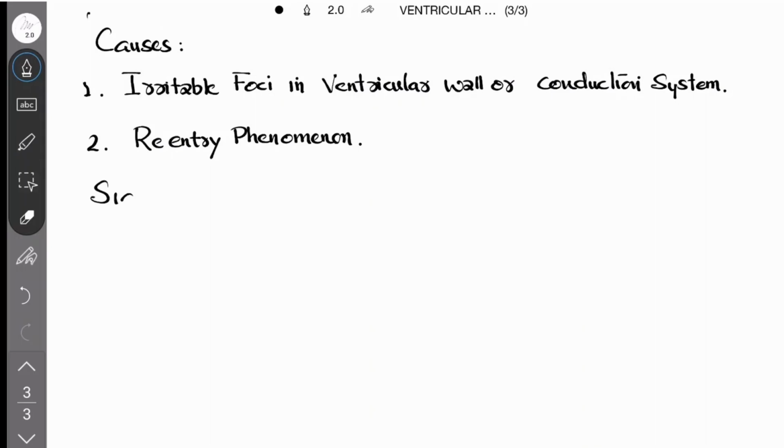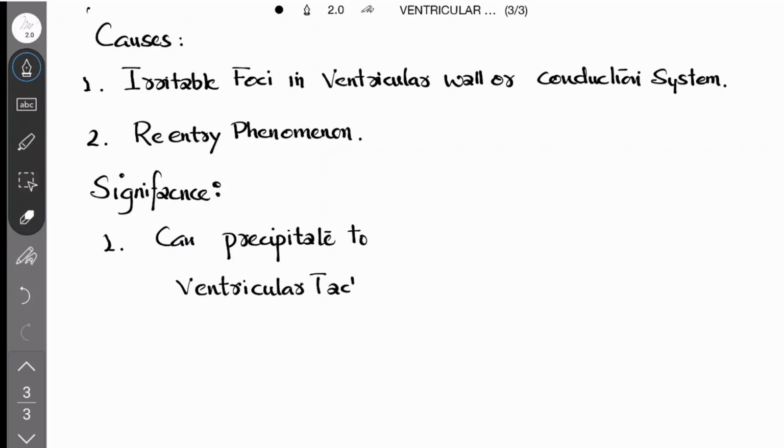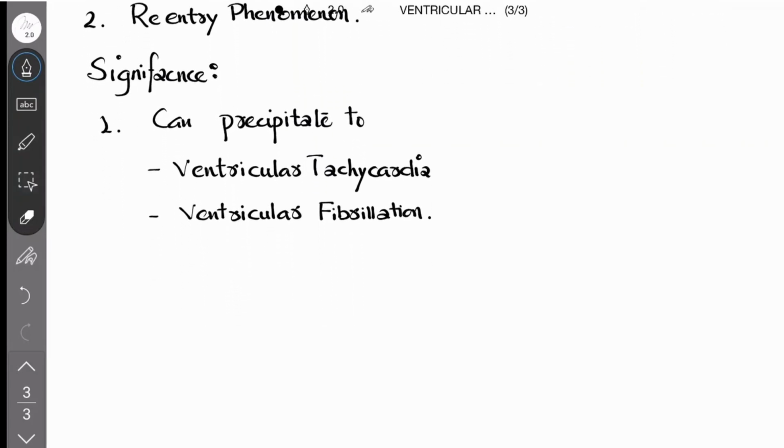So what is the significance? If a foci is there to trigger this current, what are the significances? One significance, it can precipitate ventricular tachycardia. And also it can precipitate ventricular fibrillation. Also it can cause decreased cardiac output.